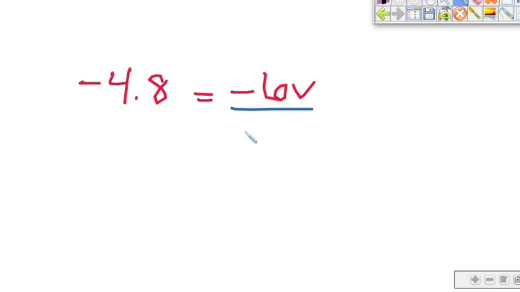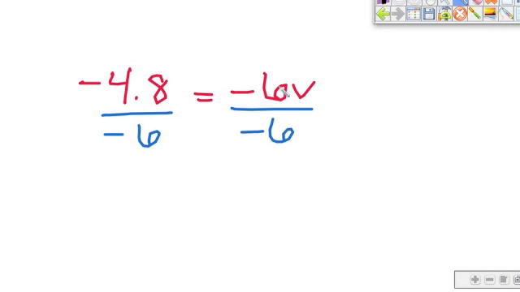All right, here we go. -4.8 equals -6v. All right, well, right now, the 6 and the v are being multiplied. When they're slapped together, that means multiplied. So the inverse of multiplication is division. So we're going to divide by -6. What you do to one side, you need to do to the other.